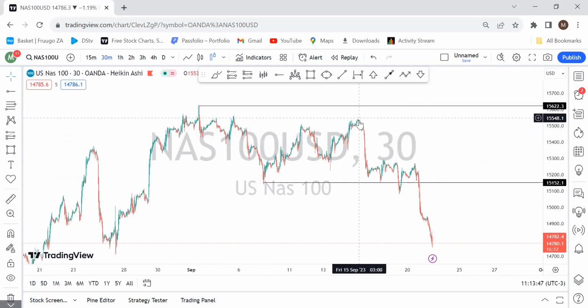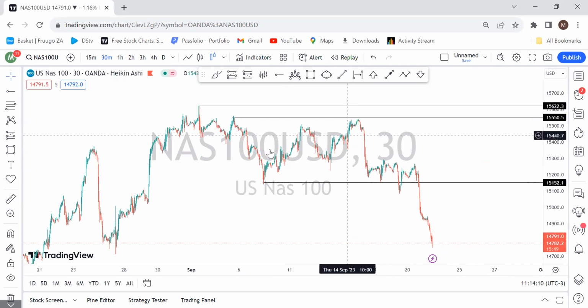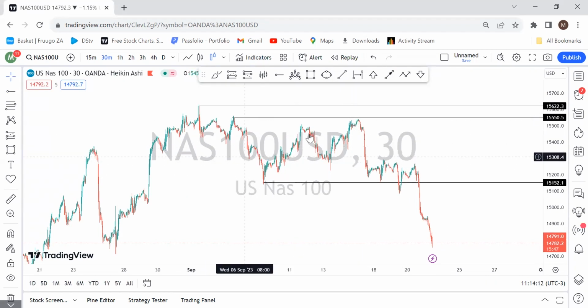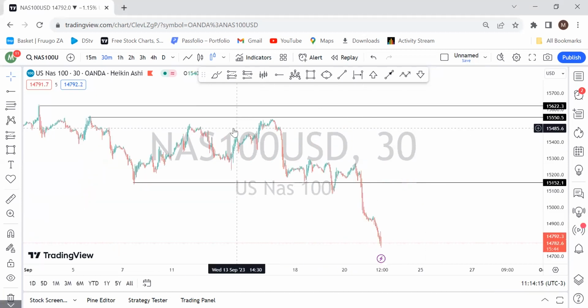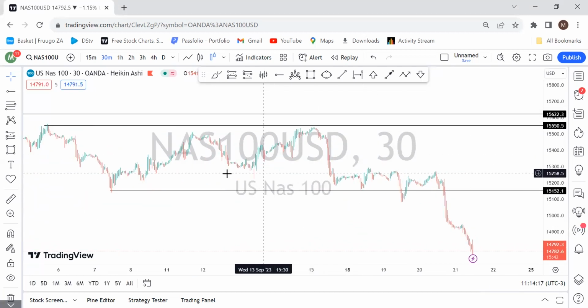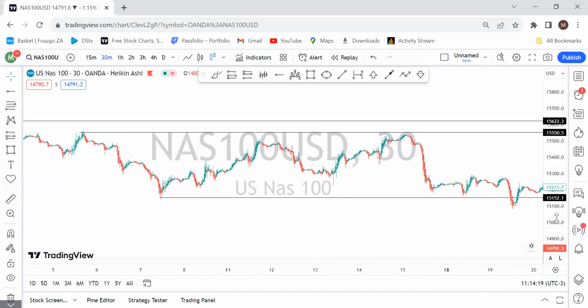So you can see that the price really never got to our resistance, right? So what you need to do is draw another line around these areas. So you can see the price basically got to this high and it rejected this. So we need to get the structure now, and let's zoom in and see what we have.